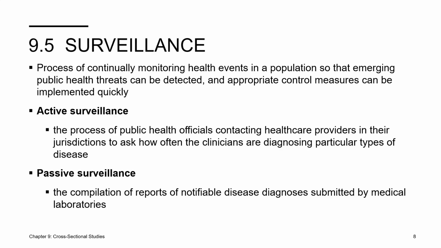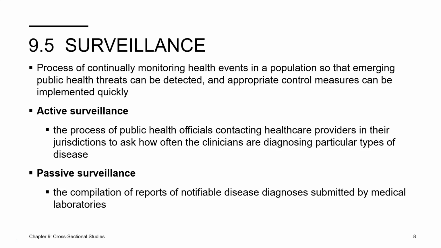And section 9.5 covers surveillance. Surveillance is very important to epidemiology and public health. Surveillance is the process of continually monitoring health events in a population so that emerging public health threats can be detected and appropriate control measures can be implemented quickly.